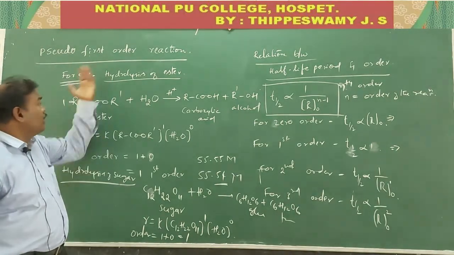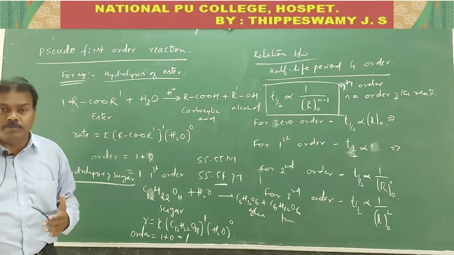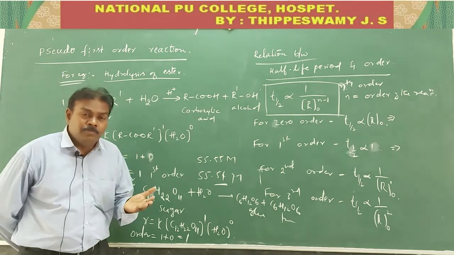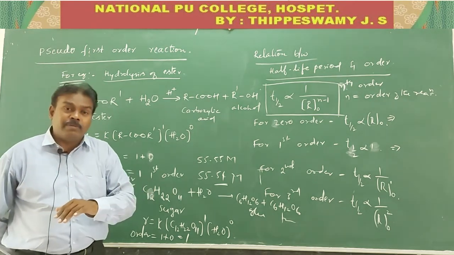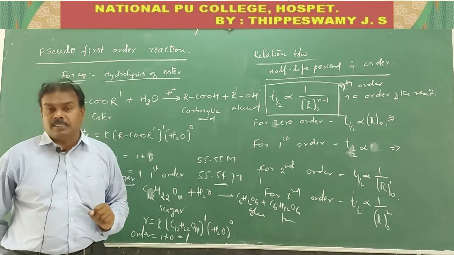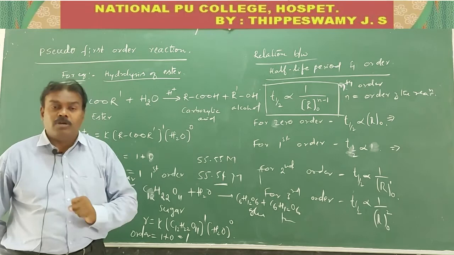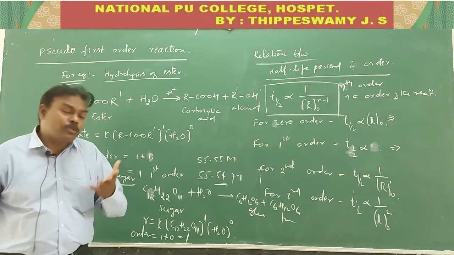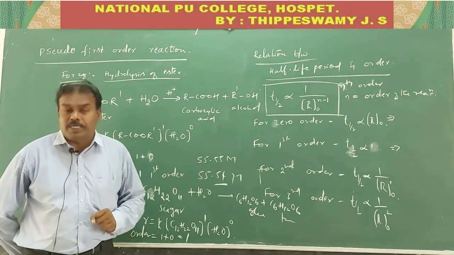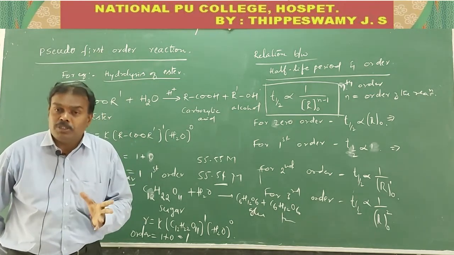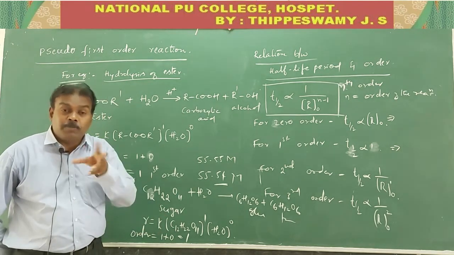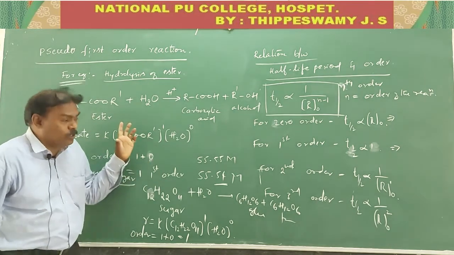There can also be pseudo second order, but it is not in the syllabus; I am just telling you generally. Pseudo second order means the reaction in which any of the higher order can be converted into second order by taking all the reactants except 2 in large excess. Pseudo third order means the reaction in which any of the higher order can be converted into third order by taking all the reactants except 3 in large excess.